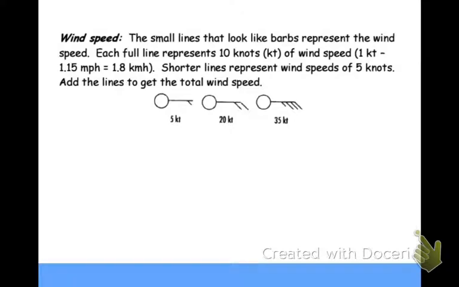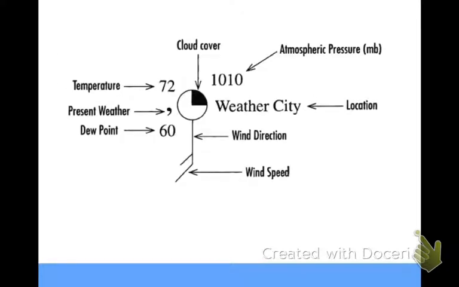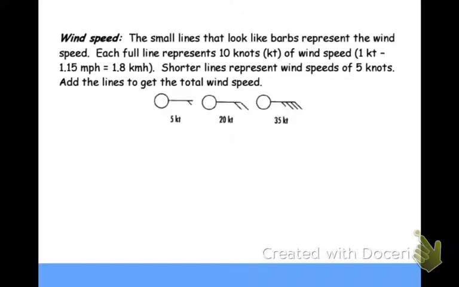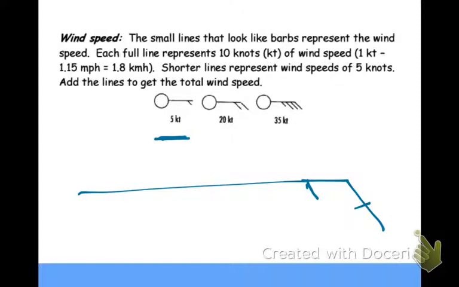Our next symbol is wind speed. So let's look back at this symbol. Notice how on the very tip of the wind direction, you see some little lines coming off to the side. Those are the lines representing wind speed. So you have the wind direction, and any little half line is going to be 5. These are knots, but you can basically think of them as 5 miles per hour. So if you have a little line, it's going to be 5. If you have a longer line, it's 10, because that's made up of 2 little lines. So this one would be 5, 10, 15 miles per hour.